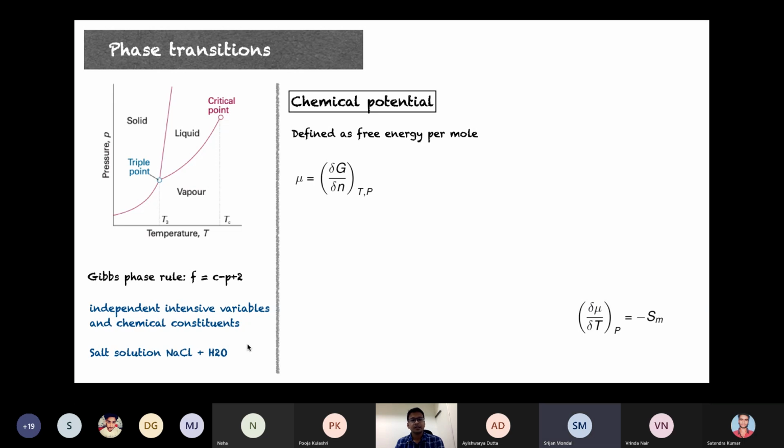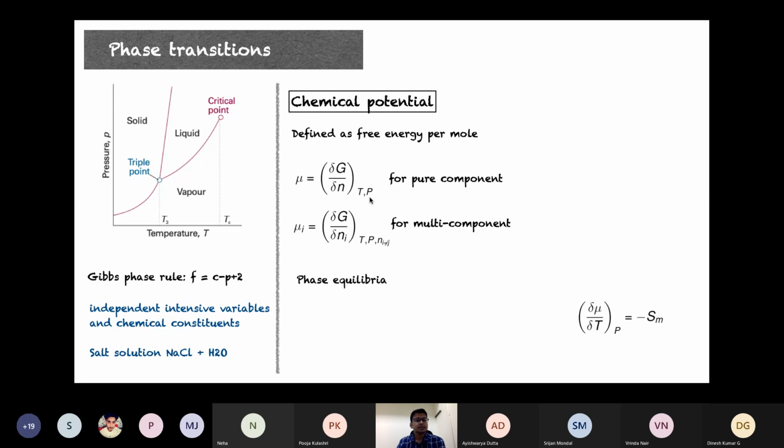So the chemical potential is defined as the free energy per mole, or you can write mu equal to dG by dN at constant temperature and pressure for a single component system, let's say pure water. But for a mixture, you can write another way, because now you focus on one particular species. For the ith component, you can write mu_i as dG by dN_i at constant temperature and pressure with other components at fixed composition. So this is for multi-component systems.